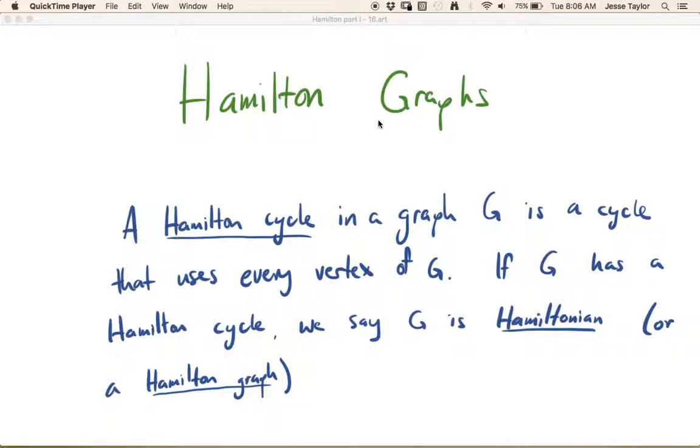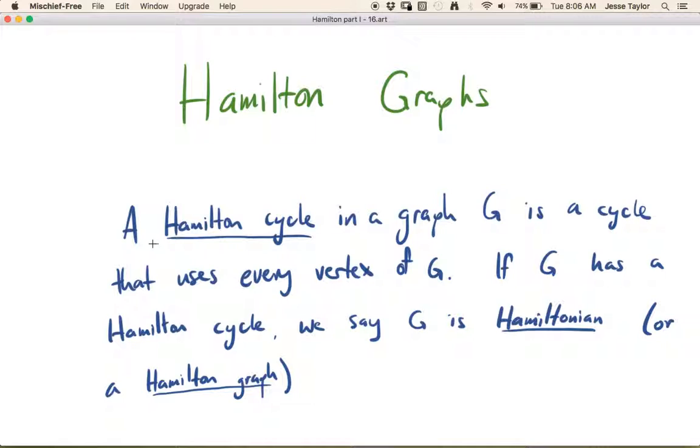In this video, I want to introduce the idea of a Hamilton graph, or sometimes called a Hamiltonian graph. So a Hamilton cycle in a graph is a cycle that uses every vertex. Sometimes it's called a spanning cycle. It's one that's going to hit every single vertex in the graph.